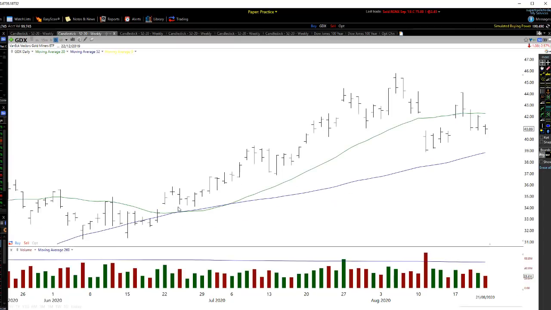And the same for the GDX as well. Same sort of thing. We went for a very nice move. Now we're breaking down.